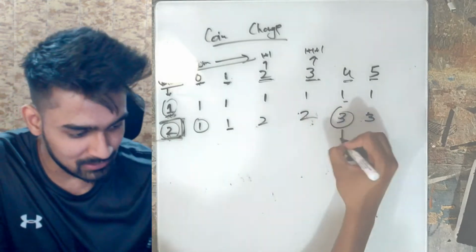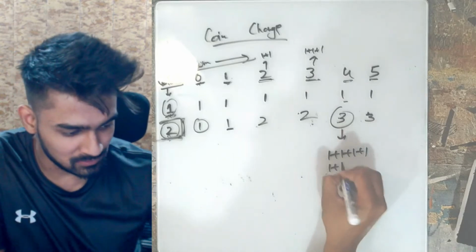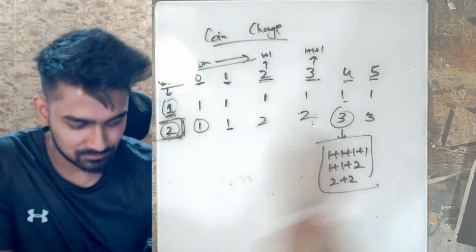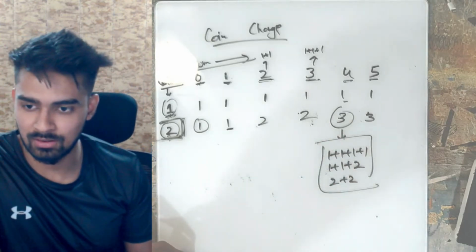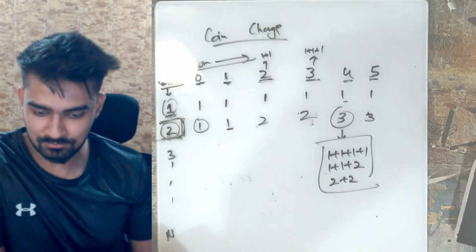Can we try to make these 3 cases? These 3 cases are 1 plus 1 plus 1, or 1 plus 1 plus 2, or 2 plus 2. These are the 3 cases. And similarly, you can keep on going for 3, 4 till n.